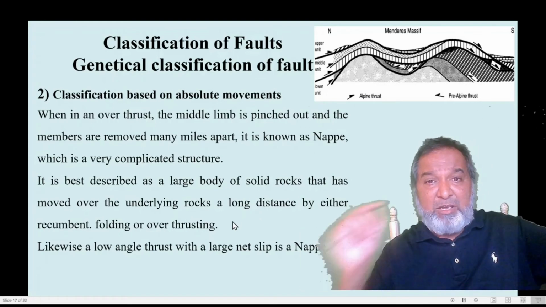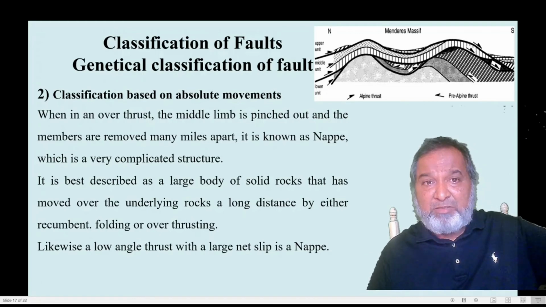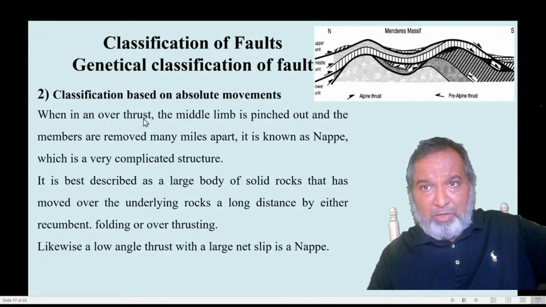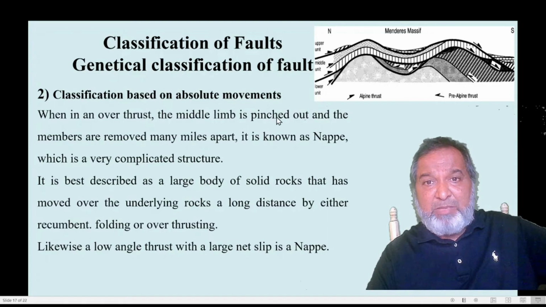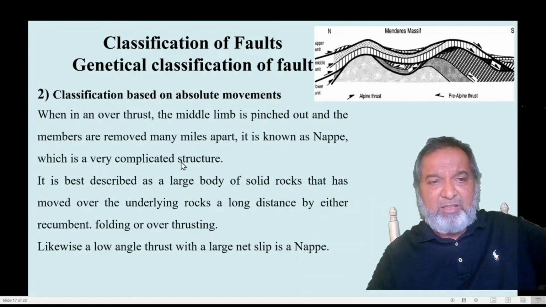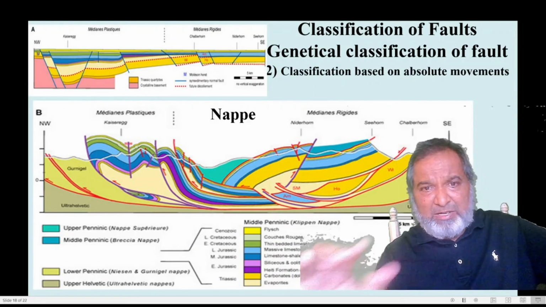Now here, one simple short note will be asked in your semester as well as your internal examination. What is a nappe? When the overthrust fault is there, the middle limb is pinched out and the members are removed many miles apart, then it is known as the nappe. It is a complicated structure. So this will be asked in the examination, what is the nappe. So be prepared with this particular definition. So that is the nappe.